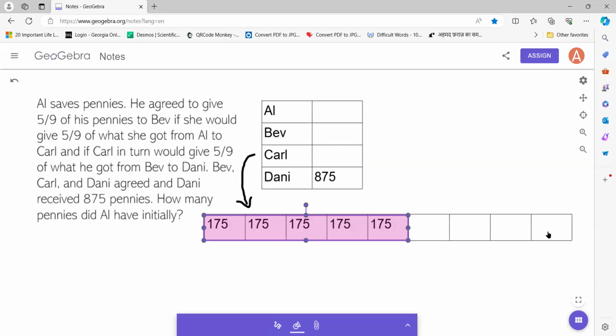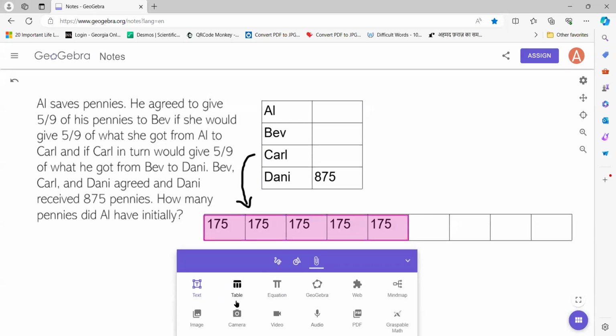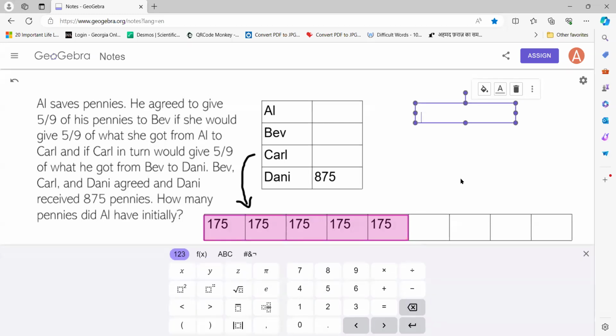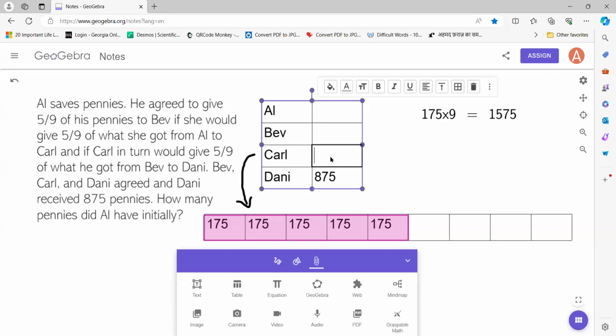So how many did Carl have? Well, Carl had a strip that had 9 parts, and each part is worth 175. Let me do the calculation here. I'm going to take 175 and multiply it by 9, and let me see what I get. 175 times 9 is 1,575. So I'm going to put 1575 here.